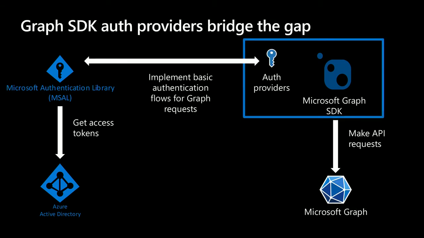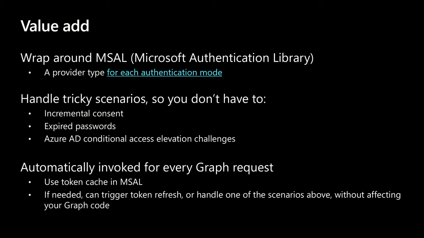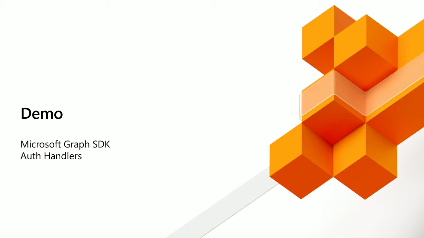What we've done, we've extended Microsoft Graph SDKs with auth providers that wrap themselves around MSAL in a more friendly way. And so you're still using MSAL, which is our recommended library, but you're benefiting from the implementation of certain tricky scenarios, like incremental consent and conditional access challenges, and you're still benefiting from the SDK really playing nicely and requesting tokens only when it needs to and refreshing them for you. So let me do a quick demo here of what that looks like in practice.